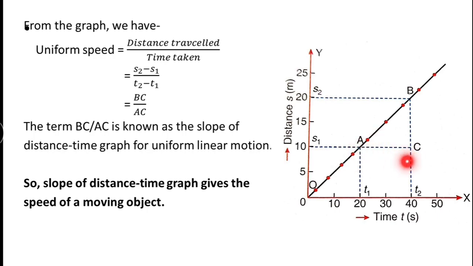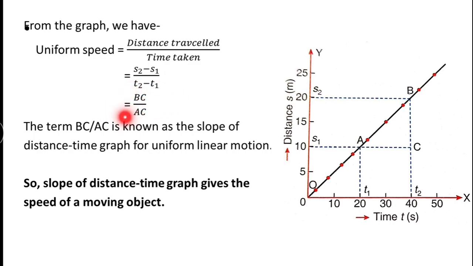In this triangle ABC, we see that AC represents the time interval t2 minus t1 and BC represents the distance s2 minus s1. So we can say that when the object moves from the point A to point B, it covers a distance of s2 minus s1 in time interval t2 minus t1. So we can write uniform speed is equals to distance travelled upon time taken, and distance travelled is equals to s2 minus s1 in the time interval t2 minus t1.